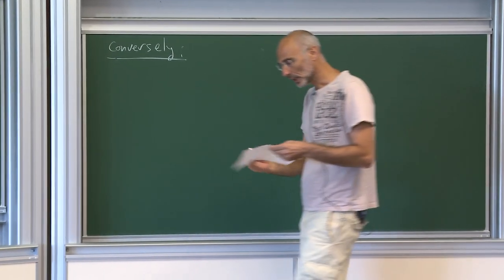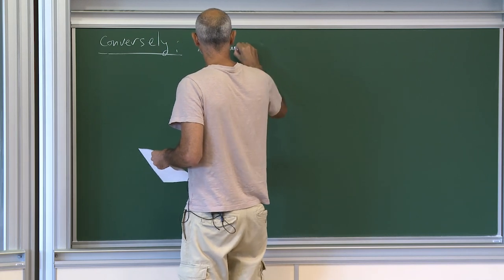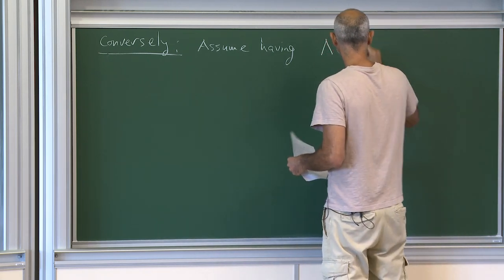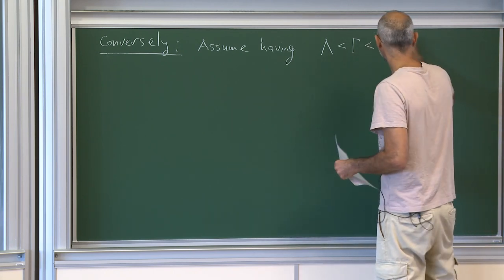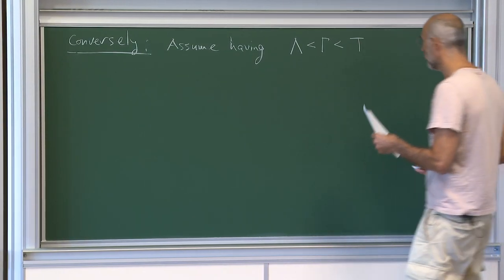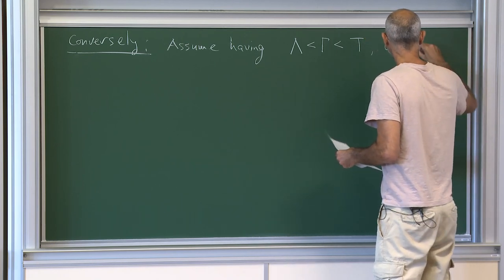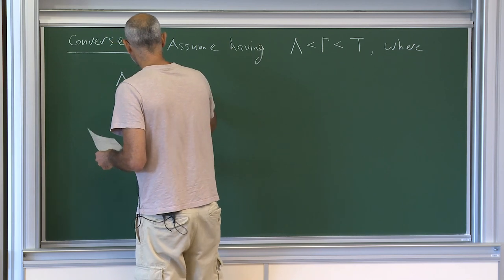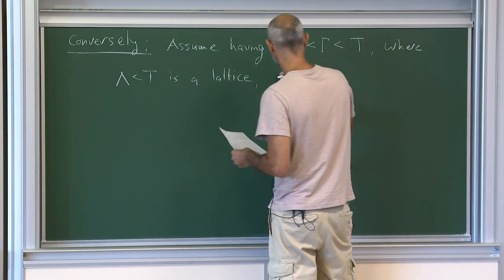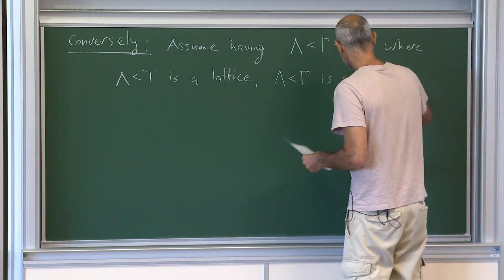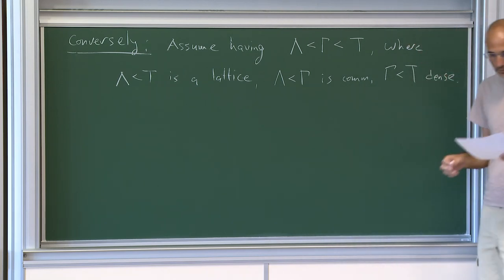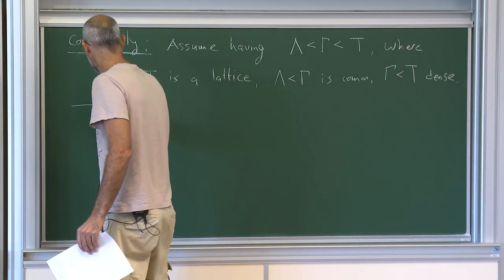I will now discuss a converse. So assume having lambda inside gamma, countable groups inside T. This is S2 for me, but now I'm taking an abstract setting. Well, we have these conditions. This is a lattice, this is commensurated, and this is dense.